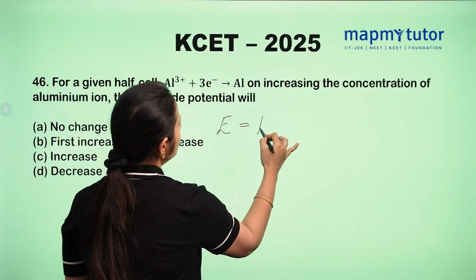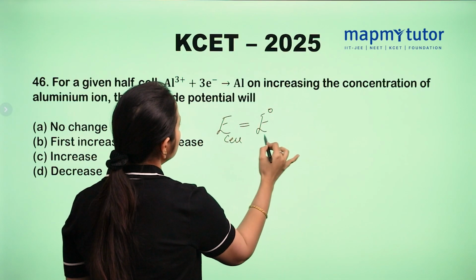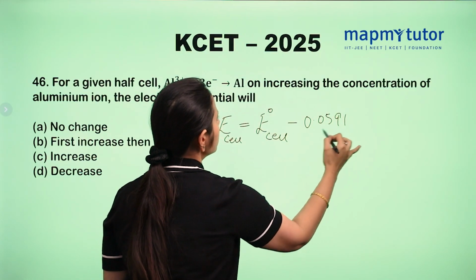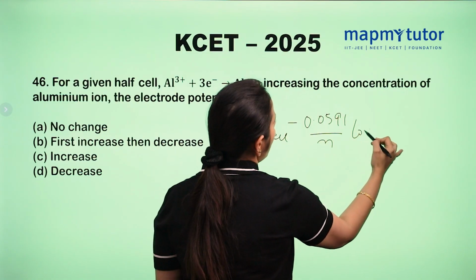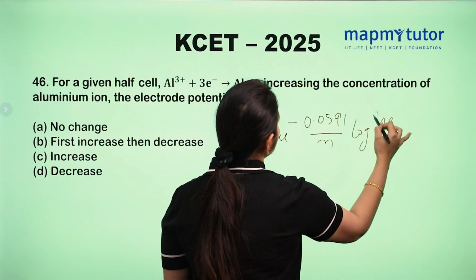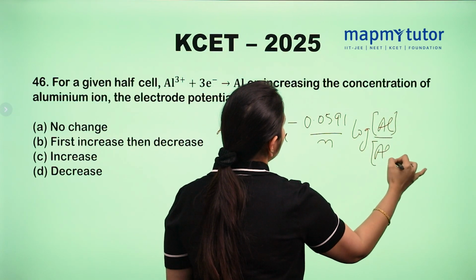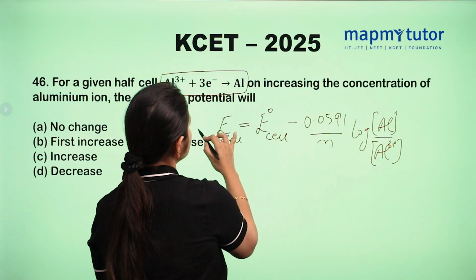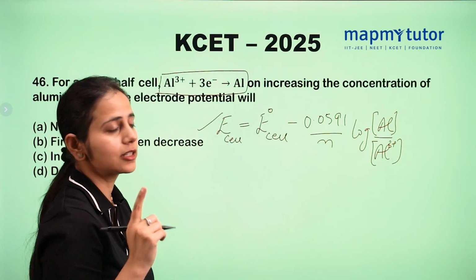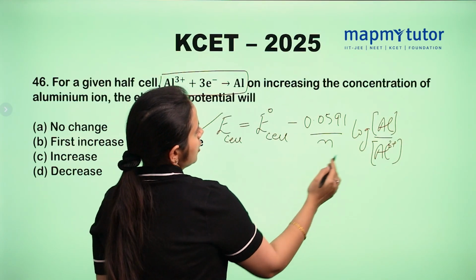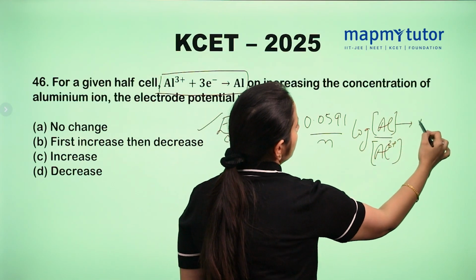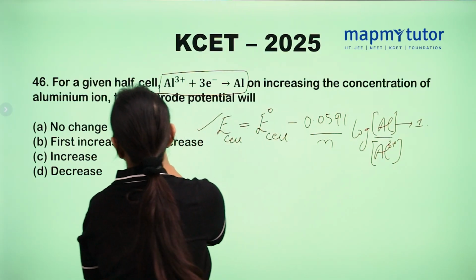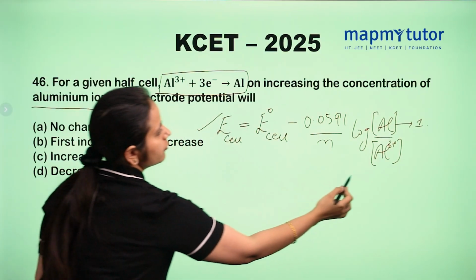E cell is equal to E naught cell minus 0.0591 by n log of aluminium solid by Al3+ ions. We will write this equation like this, the Nernst equation, very important. For the solid the value will be 1, and we need to see what happens for the aluminium ion, whose value will increase.